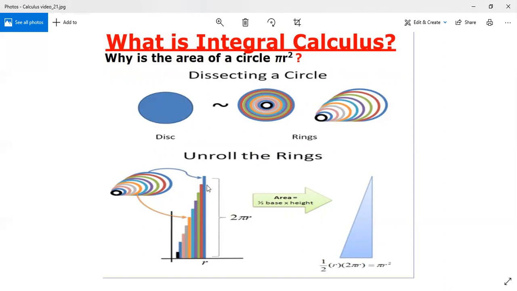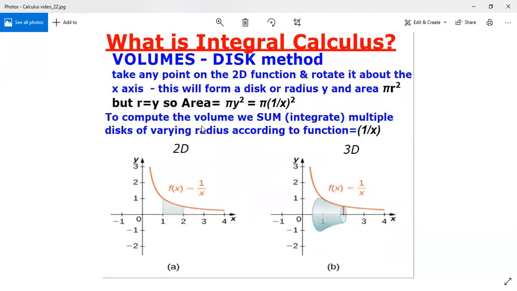Then we can see from a basic computation, just getting that area, it comes out to be, if we do length times height and take half of it because it's a triangle, we get pi r squared. So again, what we're doing here is breaking an area of a circle down into numerous cumulative rings to show that it's pi r squared.